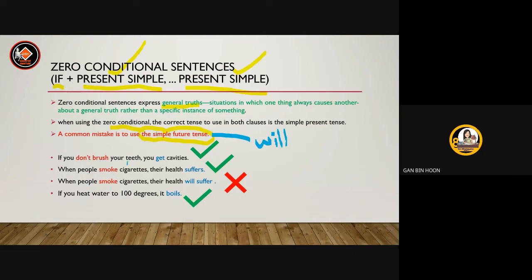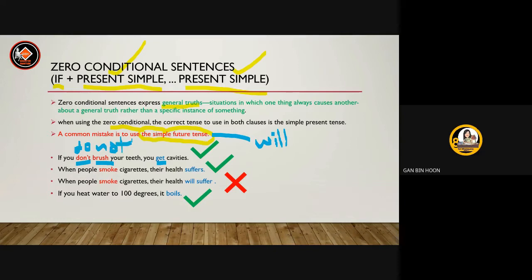So let's look at the first one. If you don't brush your teeth, you get cavities. Is it correct? Fakta, right? Tak gosok gigi dan dapat cavity. So you see the word get is present and don't brush is also present, because don't brush is from the words do not. Okay, it's from the words do not.